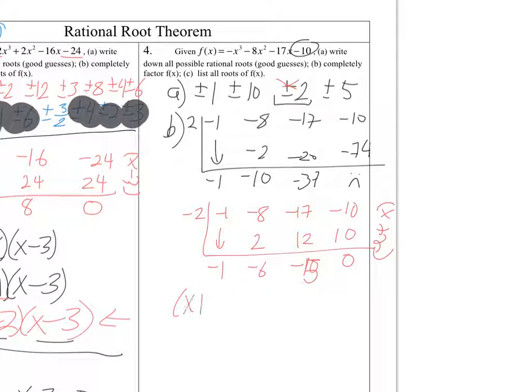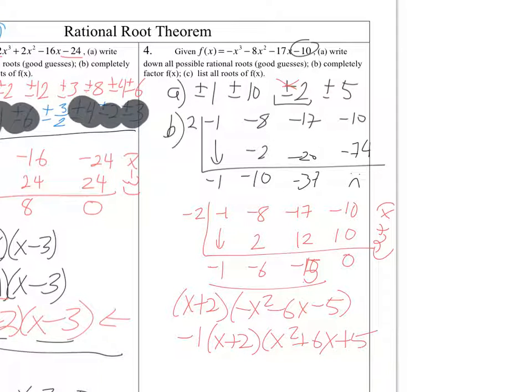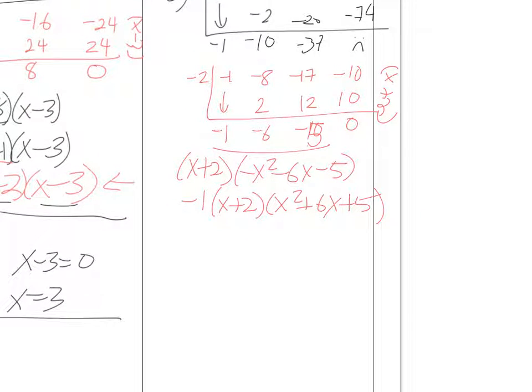I'm going to have x plus 2, and this guy is going to be negative x squared minus 6x minus 5. Don't love that negative. I'm going to factor out a negative 1, so I get negative 1, x plus 2, and we've got x squared plus 6x plus 5. That looks much more pleasant to me because, by golly, that does look factorable. So negative 1, x plus 2, and this is going to factor into x plus 5 and x plus 1.